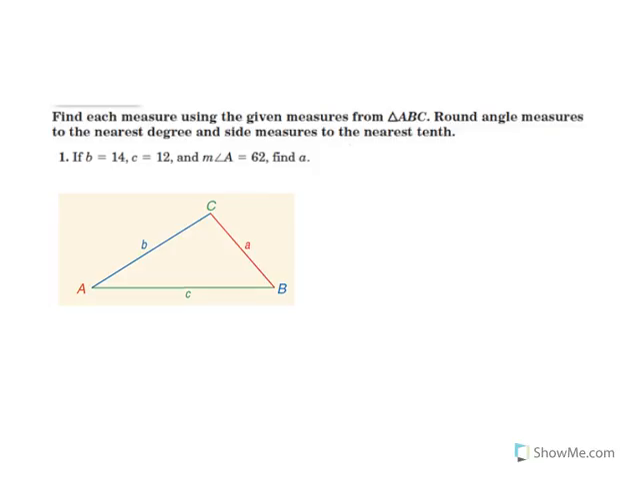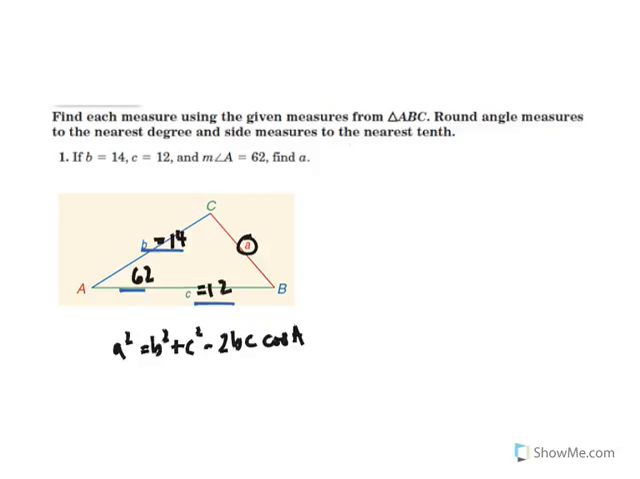So the law of cosines states that a squared equals b squared plus c squared minus 2bc cosine of A. So the reason why we don't go too far into this one is because it's just simple substitution into an equation. So they tell us here that b is 14, c is 12, and the measure of angle A is 62. So we need to find side A. So look, they give us a side here, they give us a side here, and an angle in between. If we have two sides and one angle, we know we're going to use law of cosines.